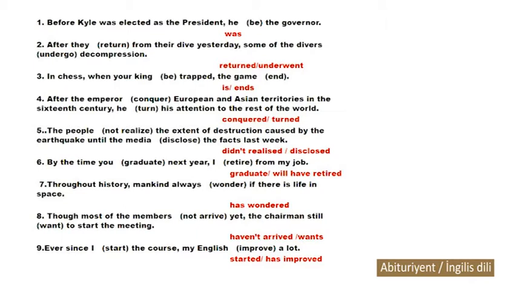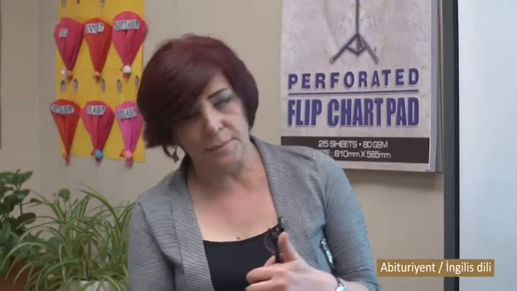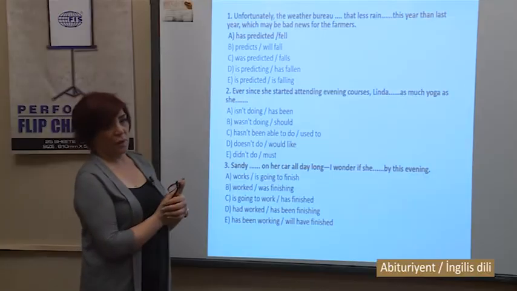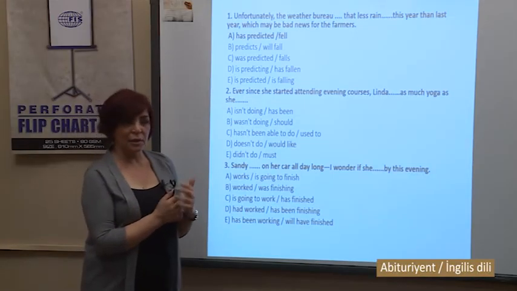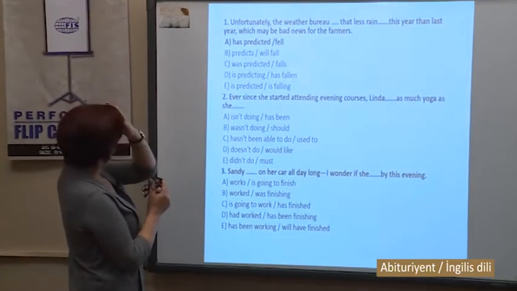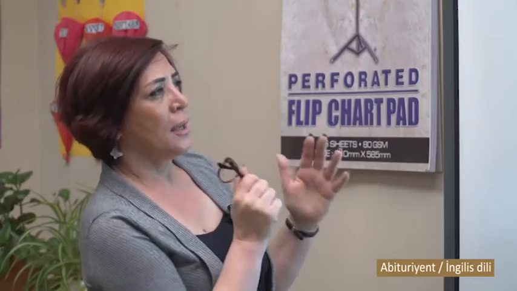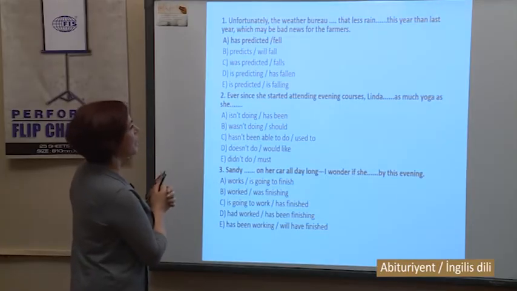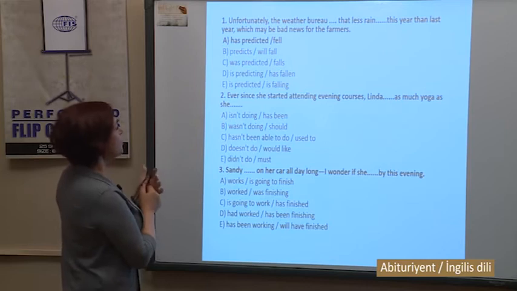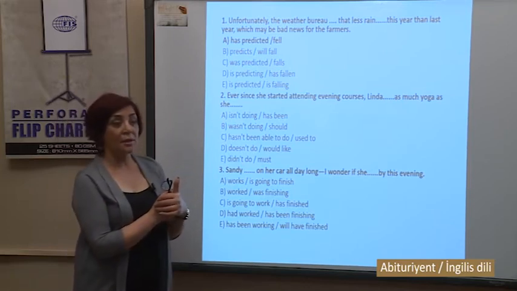Here you see their answers, yeah? Now this time we'll do a multiple choice test. Here you see 5 variants and we'll decide which variant to take. Now let us start with the first one. Unfortunately, the Weather Bureau that less rain this year than last year, which may be bad news for the farmers. It is about today. It is about today's reality.